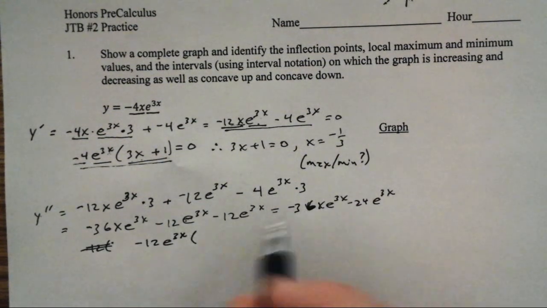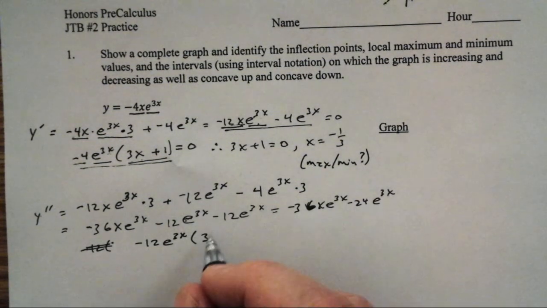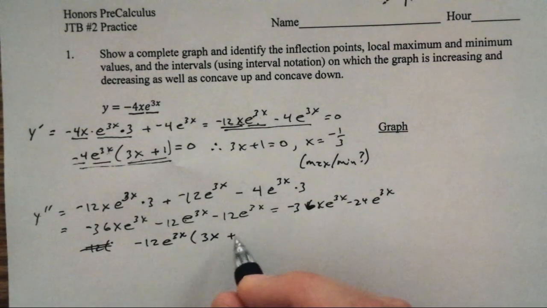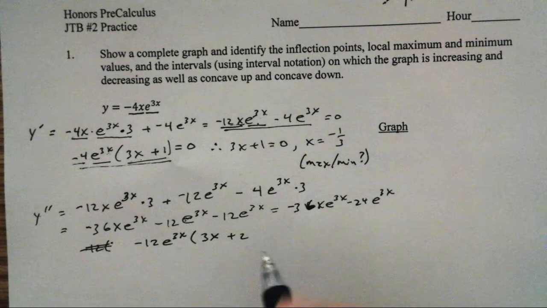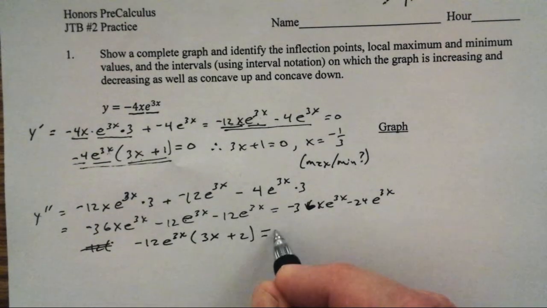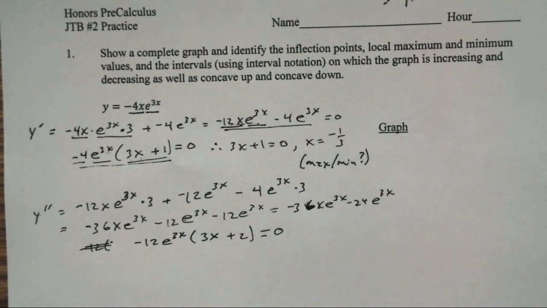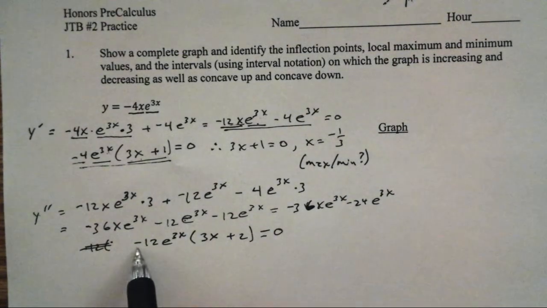Divide by negative 12, I get positive 3, and I still have an x here. Divide by negative 12, I get positive 2, and the e to the 3x is gone. And when that is 0, we would have an inflection point. So when is negative 12 0?